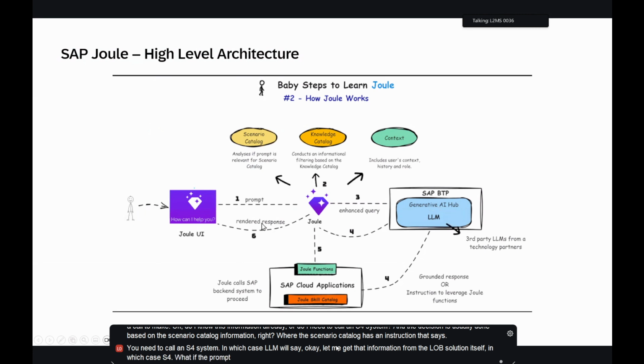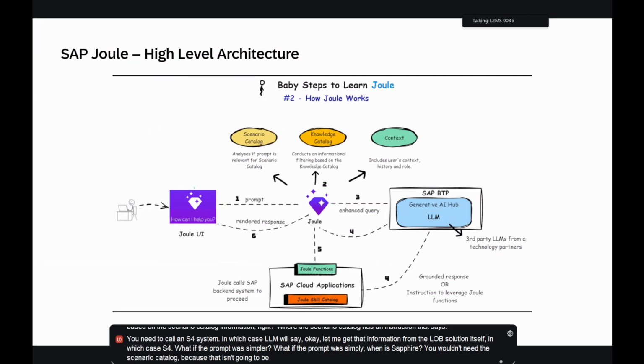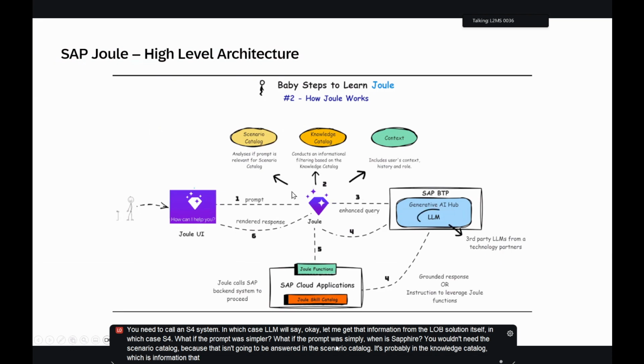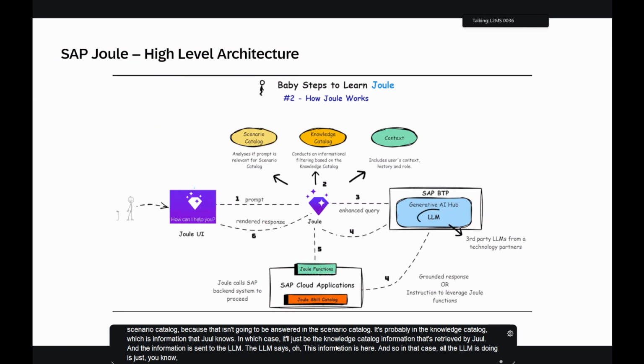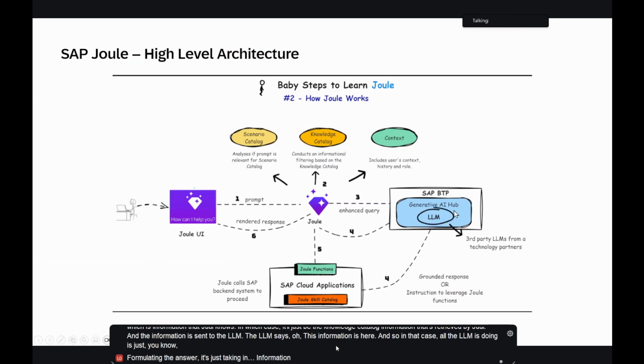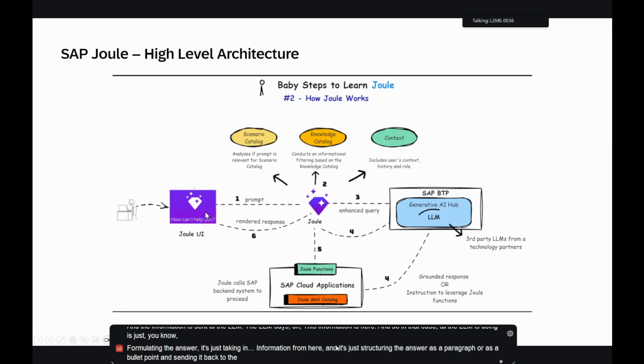What if the prompt was simpler? What if the prompt was simply when is Sapphire? You wouldn't need the scenario catalog because that isn't going to be answered in the scenario catalog. It's probably in the knowledge catalog, which is information that Joule knows. In which case, it'll just be the knowledge catalog information that's retrieved by Joule, and the information is sent to the LLM. And the LLM says, "Oh, this information is here." And so in that case, all the LLM is doing is just formulating the answer. It's just taking in information from here, and it's just structuring the answer as a paragraph or as a bullet point and sending it back to the web client.